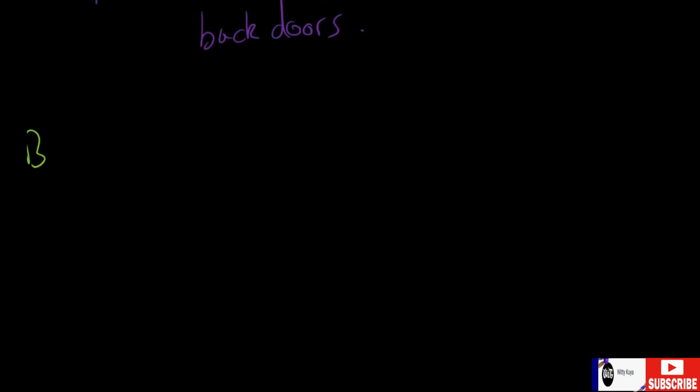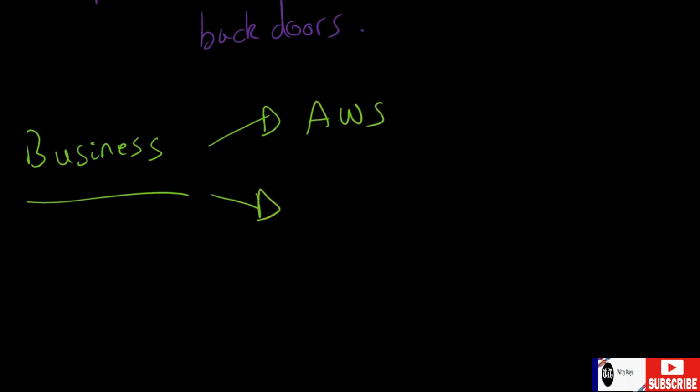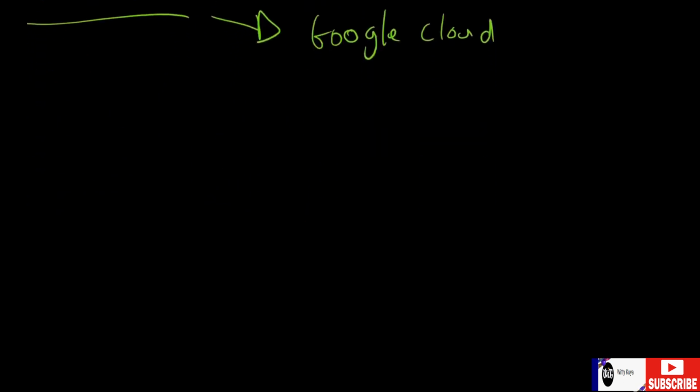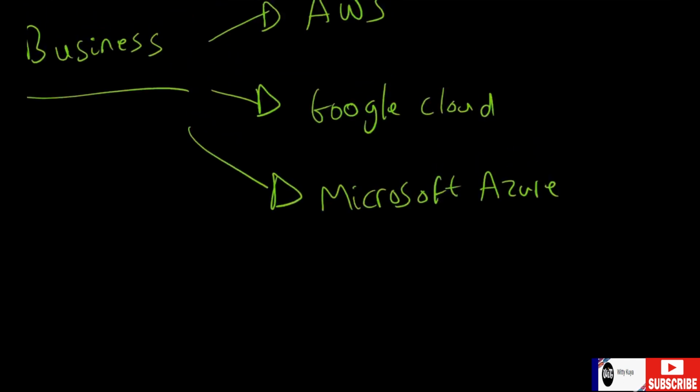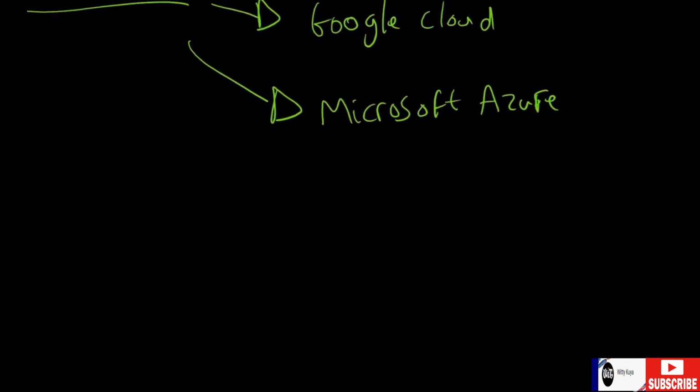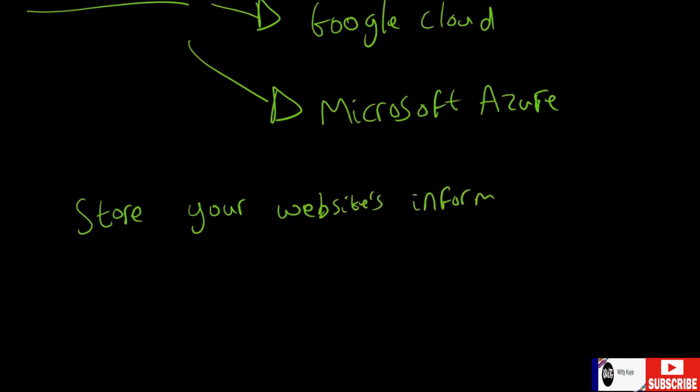So the business side of it, are applications like AWS, which is Amazon Web Services, Google Cloud, which is essentially a ramped up business version of their consumer side. It has a few other features as well. And Microsoft Azure. So all of these can be used to store your website's information, and all of this will be decentralized.